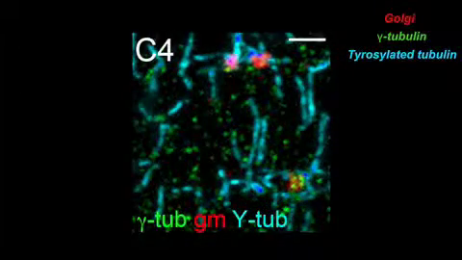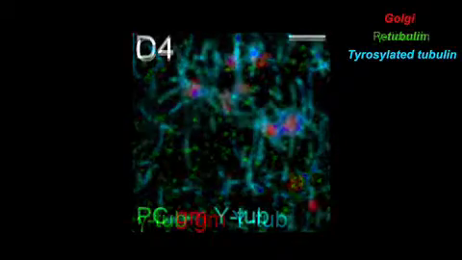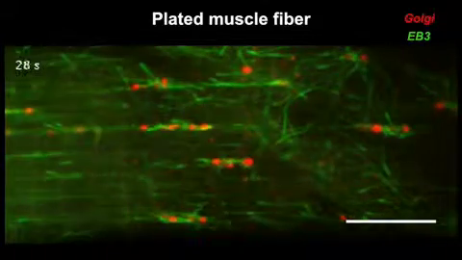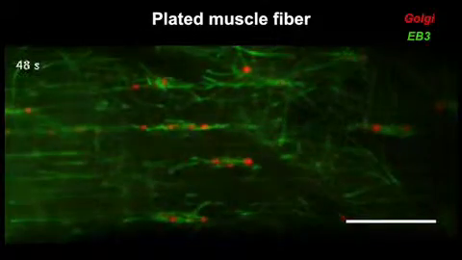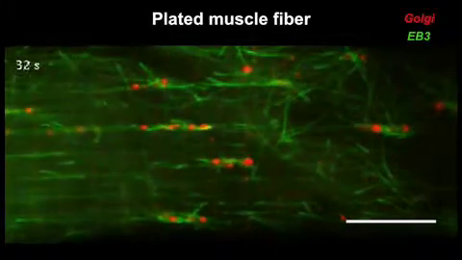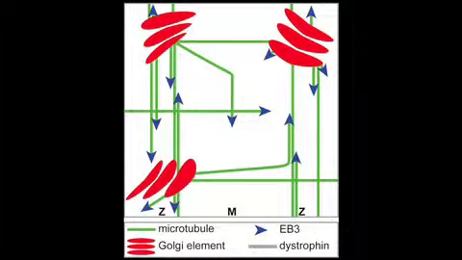Two proteins commonly found at microtubule organizing centers, gamma-tubulin and pericentrin, localized to the Golgi elements of muscle fibers, and live imaging showed that the Golgi fragments are largely static, suggesting that they form the microtubule lattice by nucleating microtubules in different directions. But how are the microtubules arranged into an orthogonal grid?